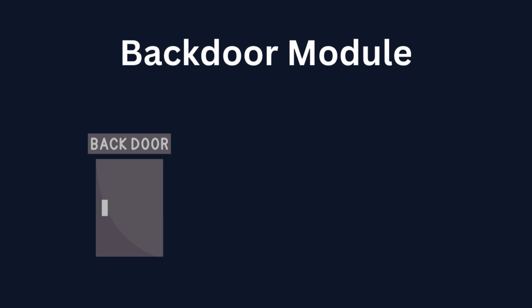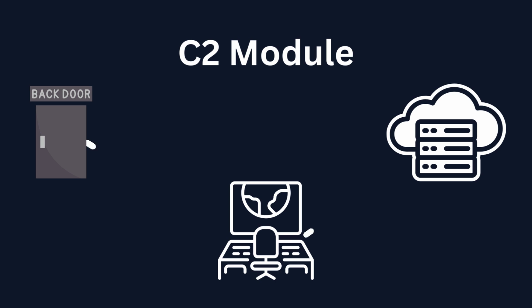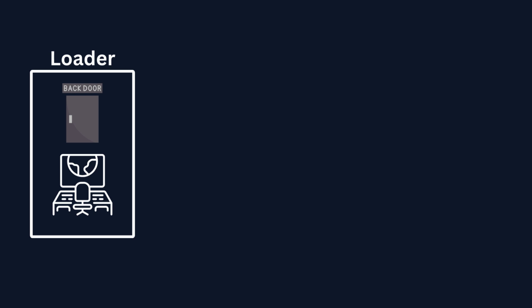The backdoor is responsible for collecting system information, running commands, and running external code. The C2 module is responsible for all the communications between the backdoor and the C2 server. This includes any commands sent to the backdoor and any data sent back to the C2 server. Both modules are stored in a single binary, which we will call the loader.